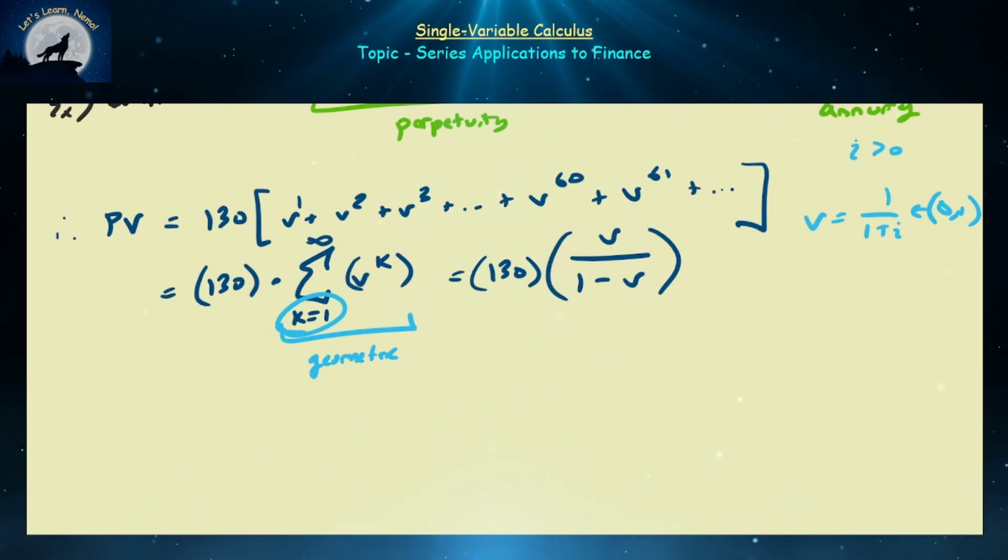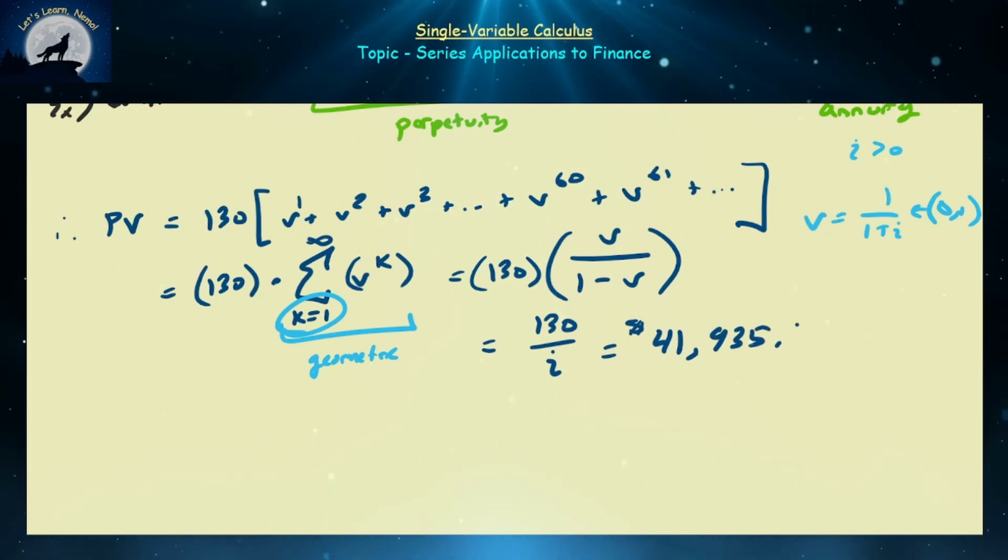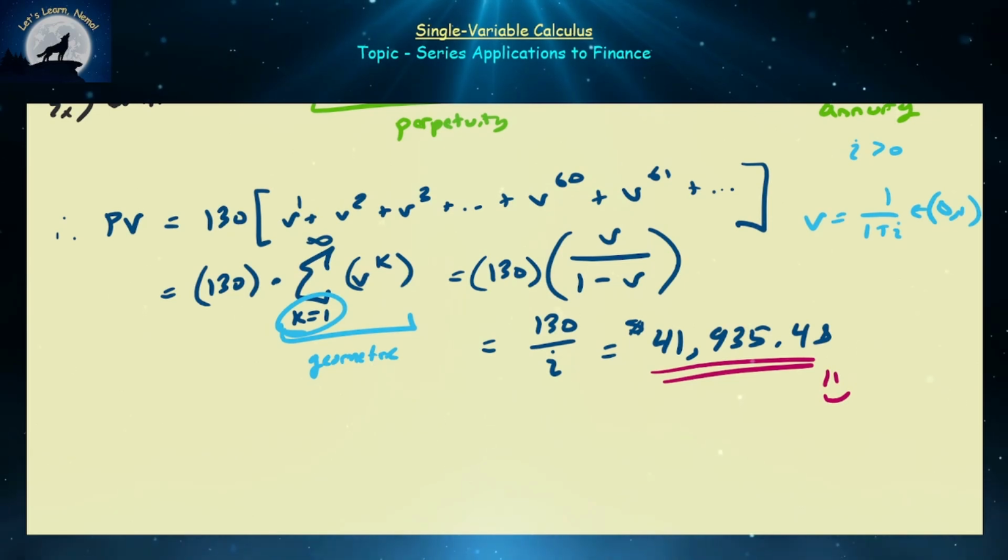Keep in mind, nu over 1 minus nu is just the same as i, so this is actually equal to 130 over i, and once you substitute our particular interest rate, this is going to be equal to $41,935.48. So notice that we've jumped from 7,000 all the way up to 41,000, and obviously that's going to make you happy. The value of this deal actually increased just by turning it into a perpetuity deal.